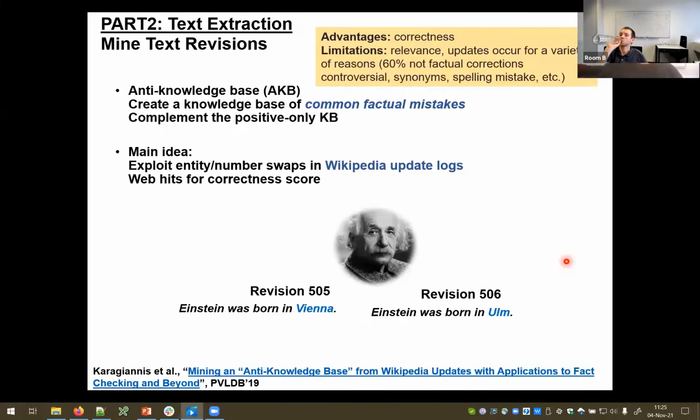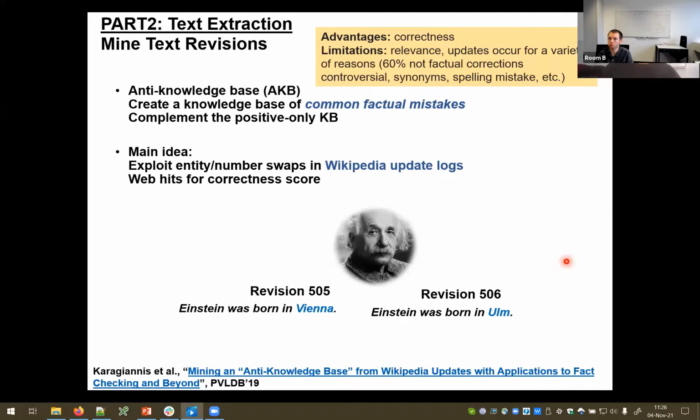Now, the advantage of this is correctness. Again, because you have human annotators in this case, you have updates that have been done carefully on Wikipedia, with the exceptions of vandalism and controversial topics, etc., which this paper takes care of. So any entity that has been edited very often or in a certain suspicious way, all of these are dropped. But for the rest of the updates, they are mostly correct.